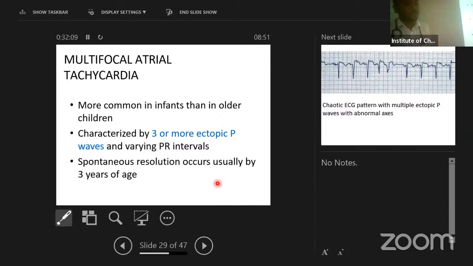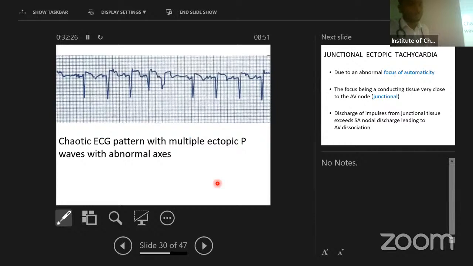Multifocal atrial tachycardia is more common in infants than in older children. It is characterized by 3 or more ectopic P waves and varying PR intervals. Spontaneous resolution occurs by 3 years of age. This is multifocal atrial tachycardia, where there are different types of ectopic P waves with various PR intervals. Here are the P waves with various PR intervals, various RR intervals, and various morphology.